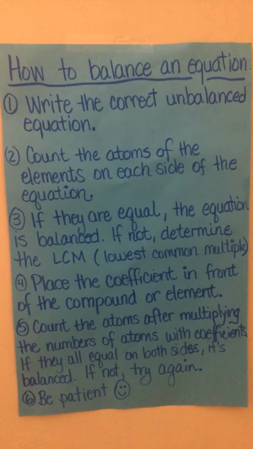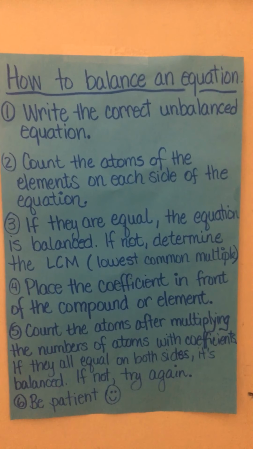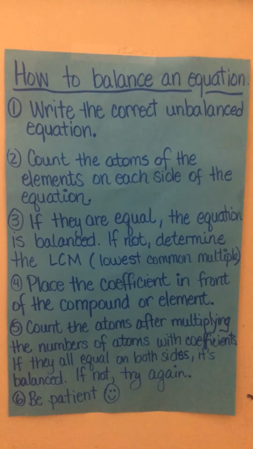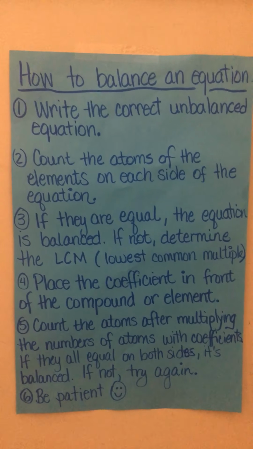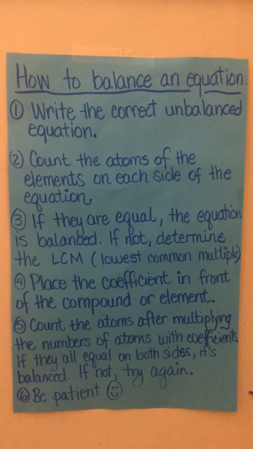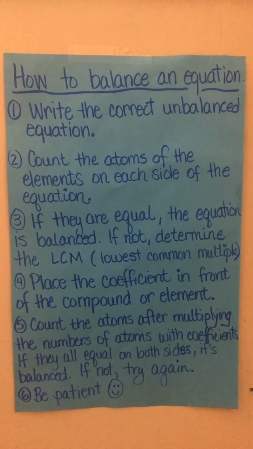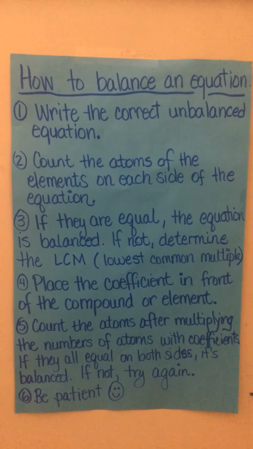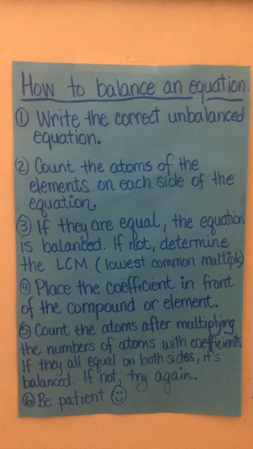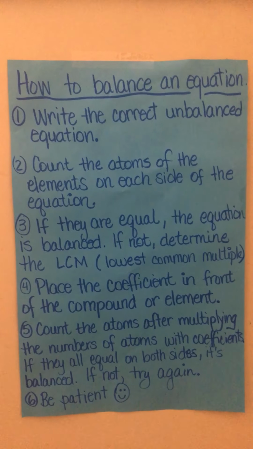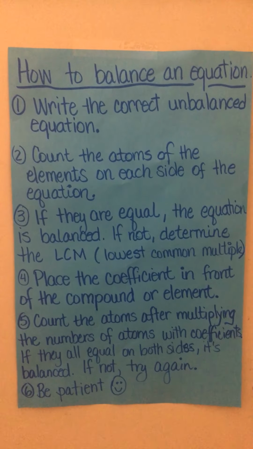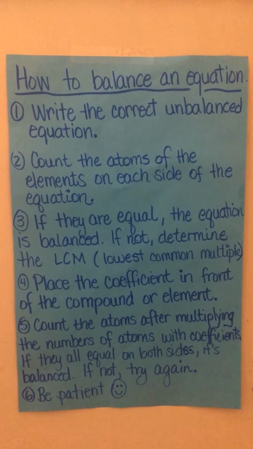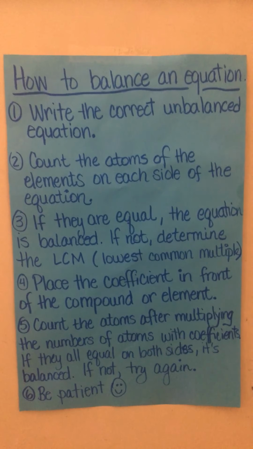So let's look at how to do it. I would write this list down if I were you. How to balance an equation: write the correct unbalanced equation. Count the atoms of the elements on each side of the equation. If they're equal, the equation is balanced. If not, determine the lowest common multiple. Place the coefficient in front of the compound or element. Count the atoms after multiplying the numbers of atoms with coefficients. If they all equal on both sides, it's balanced. If not, try again, and please be patient. It's a trial and error kind of deal.